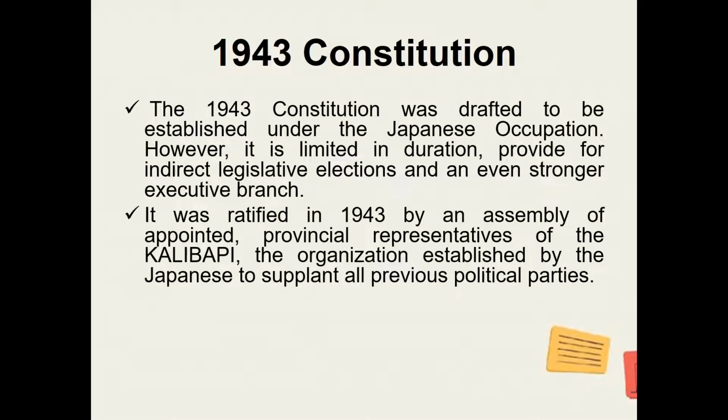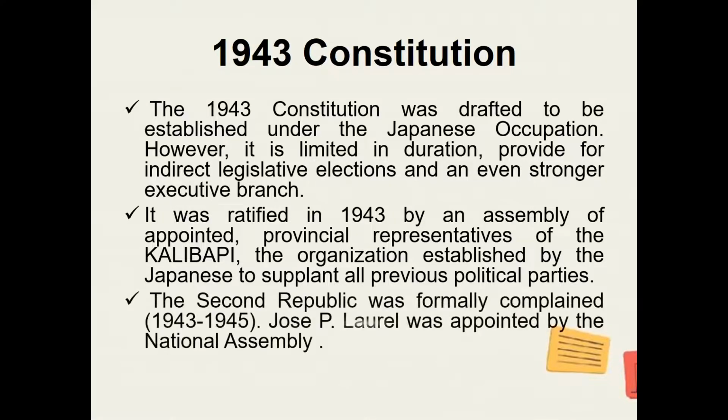1935 was prevailing. Okay? So it was ratified in 1943 by an assembly of appointed provincial representatives of the Kalibapi, the organization established by the Japanese to supplant all previous political parties. Again, when did political parties rise? When's the start of the rise of political parties? In the 1935 Constitution. No? The Second Republic was formally inaugurated in 1943. So it was from 1943 to 1945.